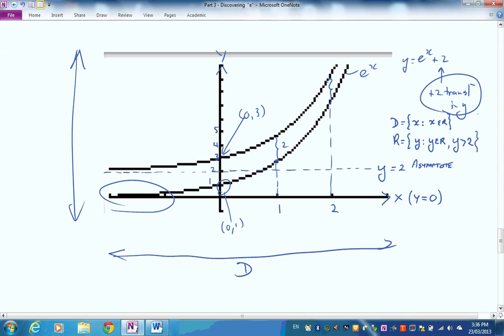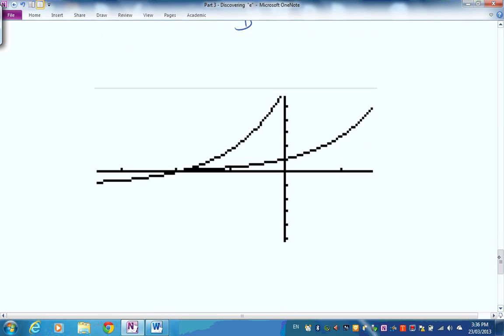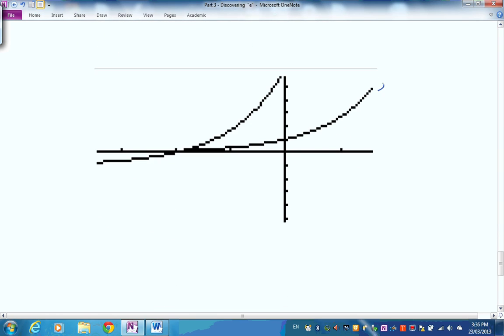So are you getting the idea there? They aren't too bad. Let's have a look at one that's got 2 transformations associated with it. So here again is e to the x, and the function we're drawing is e to the x plus 2, and then subtract 1. So what are the 2 transformations? It's a negative 2 translation in the x direction and a negative 1 translation in the y direction.